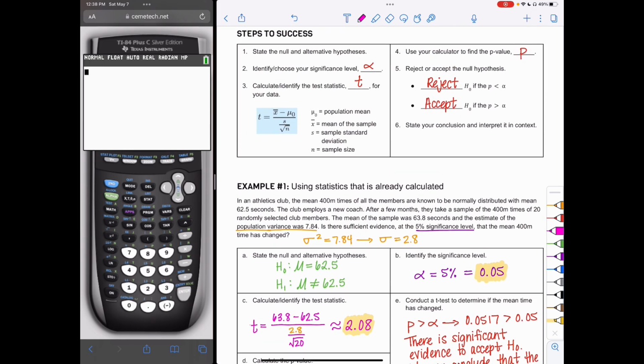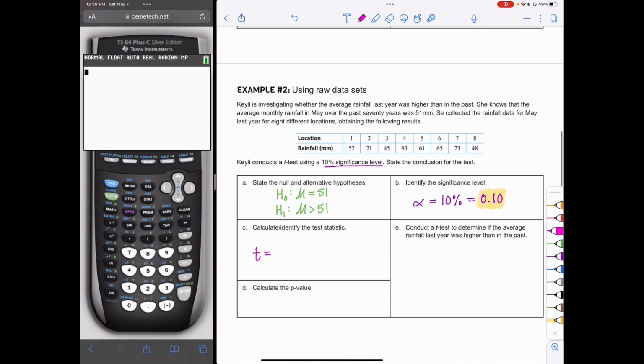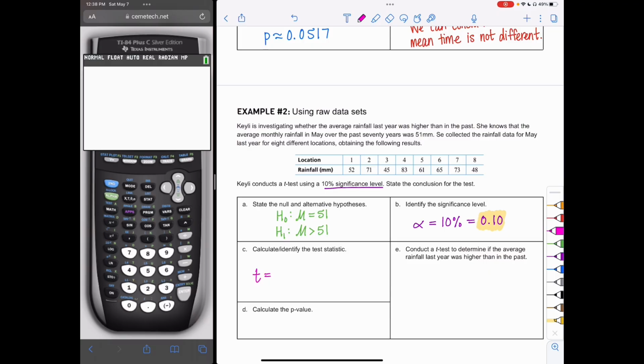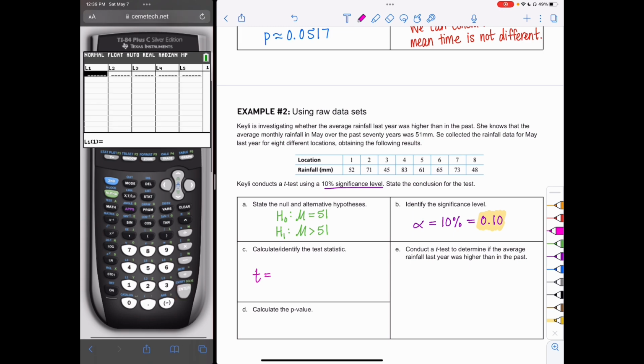the mean of the sample, x bar. The mean of my sample, we don't actually know because we were not given the statistics. We have the raw data. So in order to find the mean of the sample, we are going to have to go to stat, edit, and type in our measurements for the rainfall. There is no need for me to type in the location numbers. We just know that there are 8 locations, so I'm going to have 8 measurements.